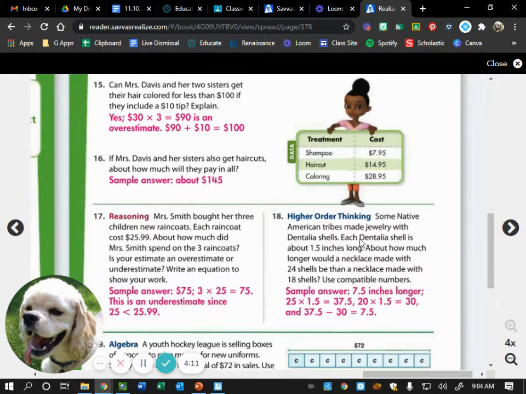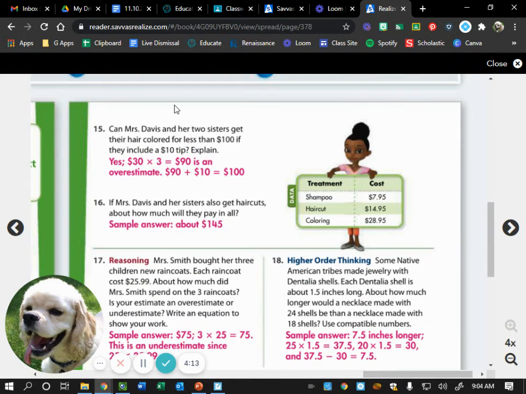Okay, so then we had 15 and 17. So 15 said, can Mrs. Davis and her 2 sisters get their hair colored for less than $100 if they include a $10 tip? Explain. Jack P. Voice, please. Okay, so they want to get their hair colored for less than $100. So if we look over at our chart here, hair coloring is $28.95.